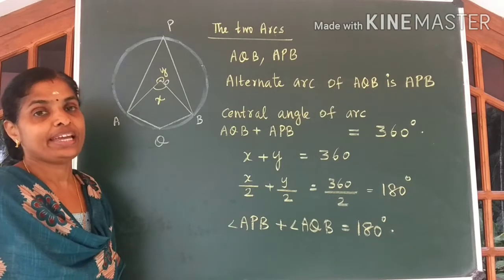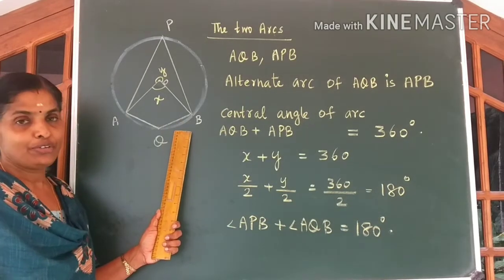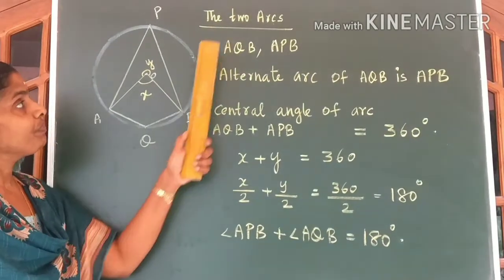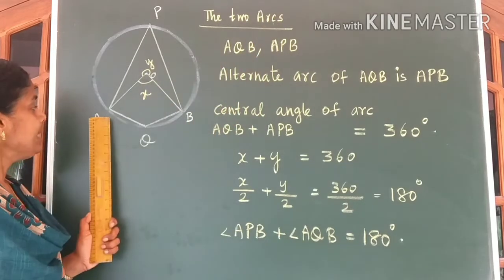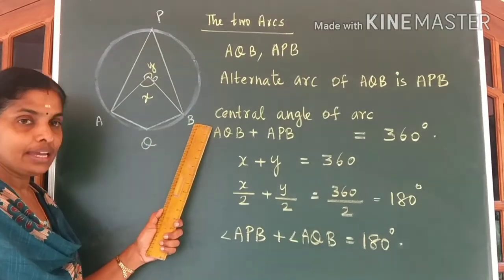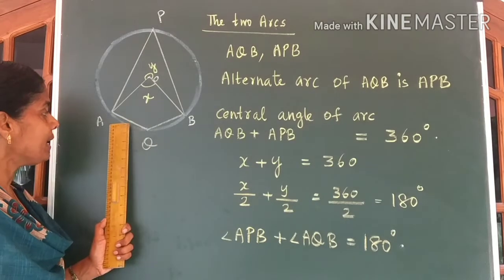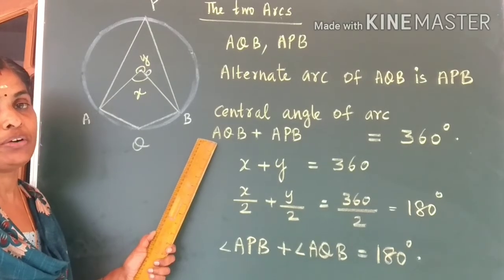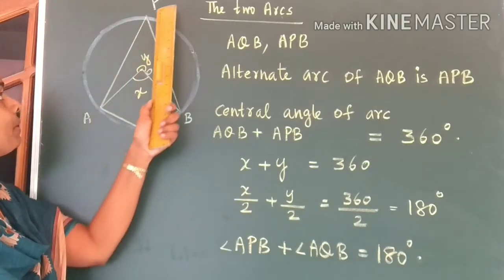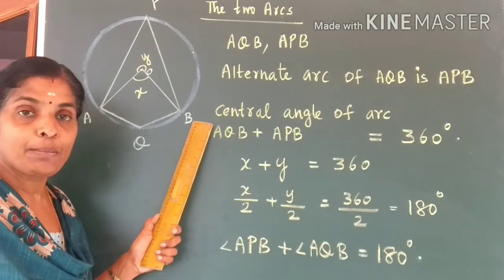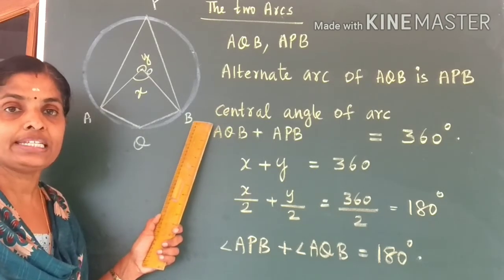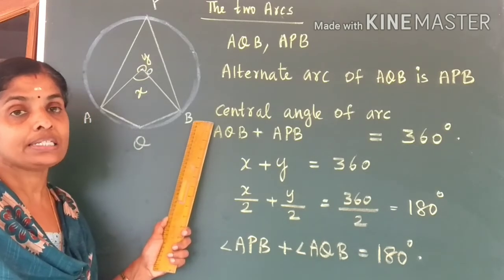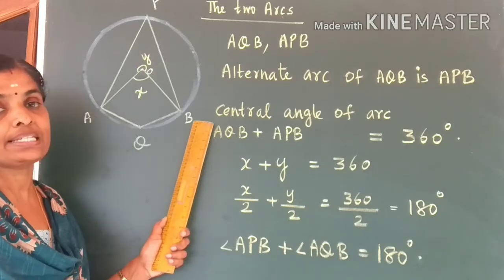arcs. Look at the figure. I have drawn a figure and I have marked the two arcs. The two arcs are AQB, which is an arc. The remaining portion is its alternate arc, which is the remaining portion of the circle. APB is the remaining portion of the circle. We can call it the alternate arc. The union of two arcs gives you a complete circle.